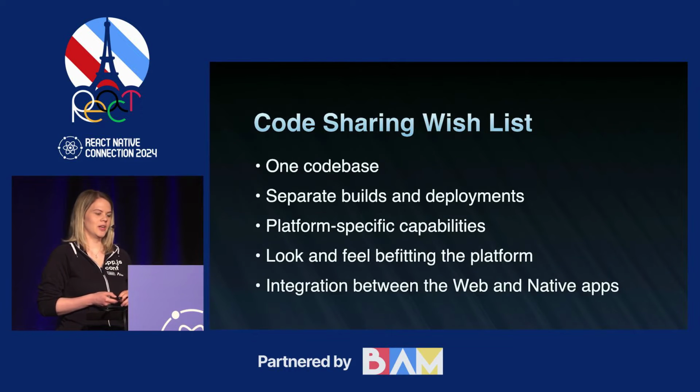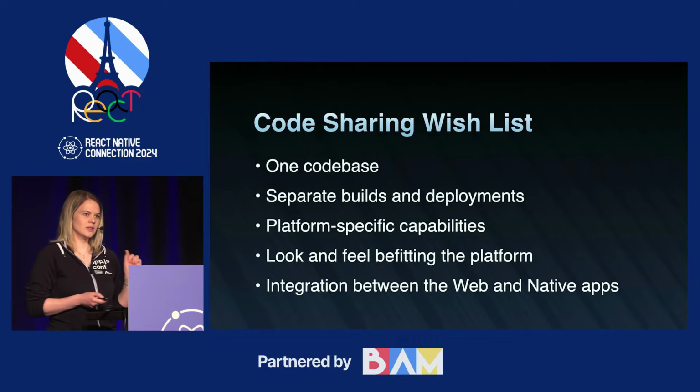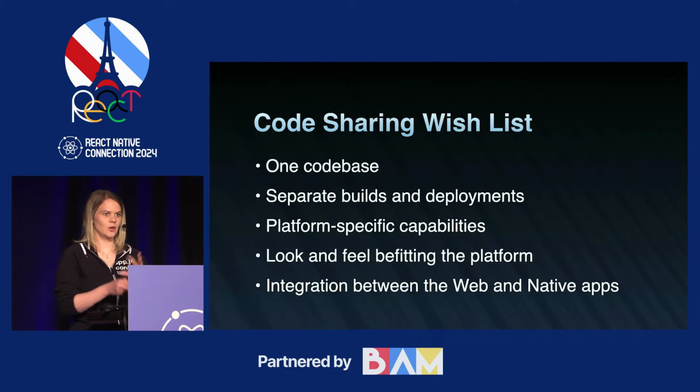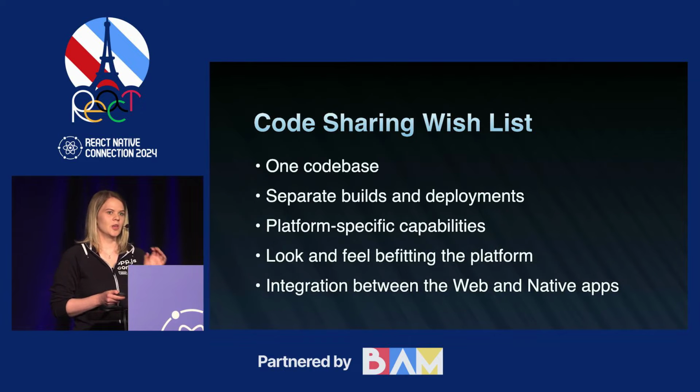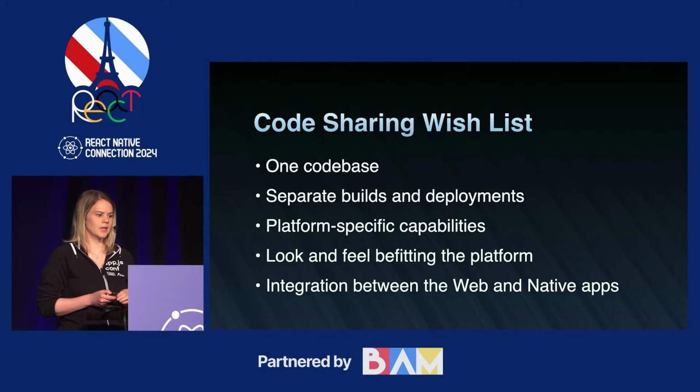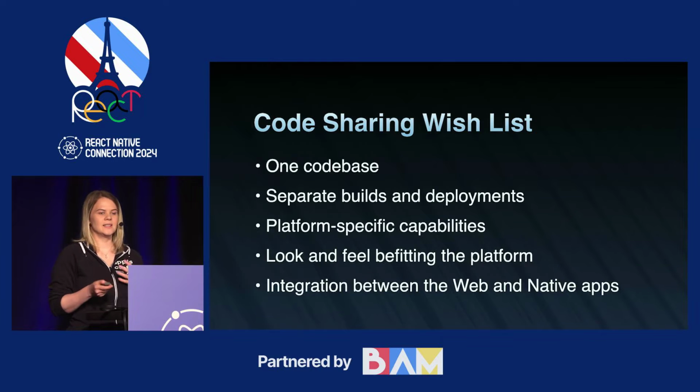So I've put together my code sharing wish list. I want a single code base, so not a monorepo, not an internal package. I want to be able to build and deploy my code separately for each platform. I want to still be able to access all of my platform-specific capabilities, like haptics on native. And I want my app and website to look and feel befitting to a platform. And finally, I want to be able to easily link between my web and native apps.